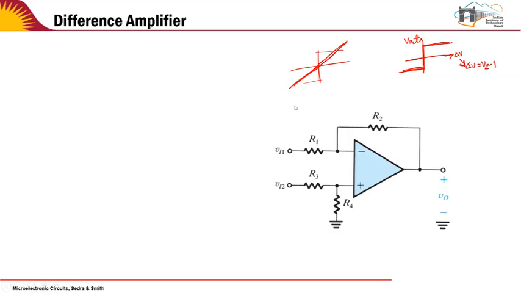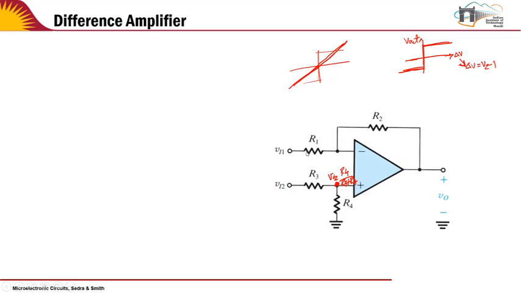So to do that, this is the configuration, and you will notice that this is a combination of the inverting and the non-inverting. Okay, so let's see what the values are going to be like. The voltage at this point is going to be Vi2 into R4 over R3 plus R4, using simple voltage divider circuit, right? So this is the voltage at this point, and this is fixed.